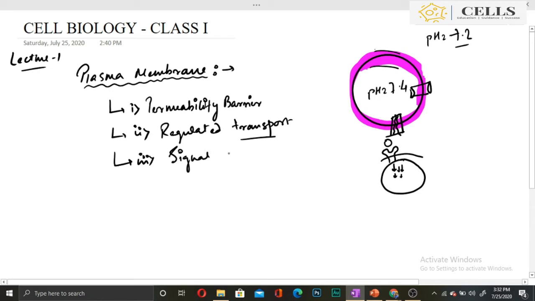And I suggest everybody write what I'm writing. That is very important. You have to make your notes like this. So signal transduction is another function.